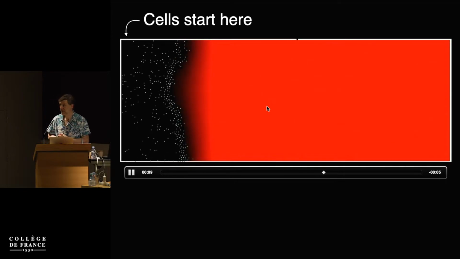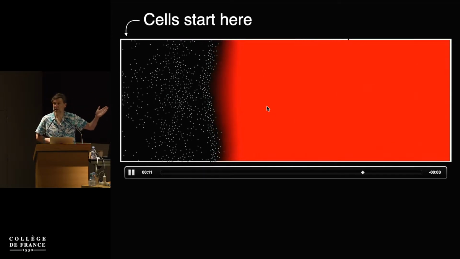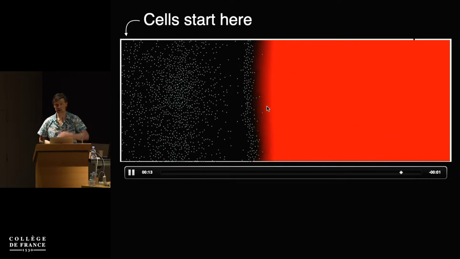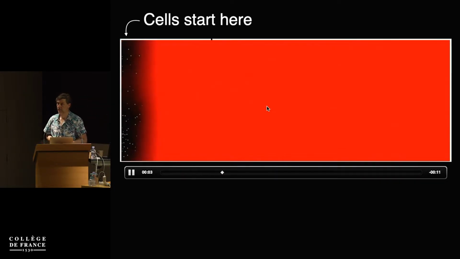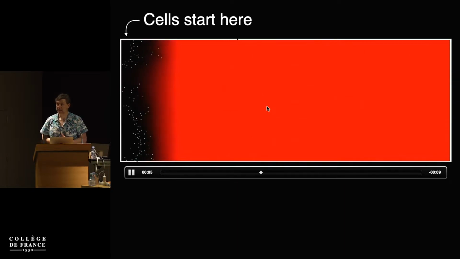And we can measure lots of parameters one at a time in cells, but the only way you can stick them together dynamically and spatially is with models.